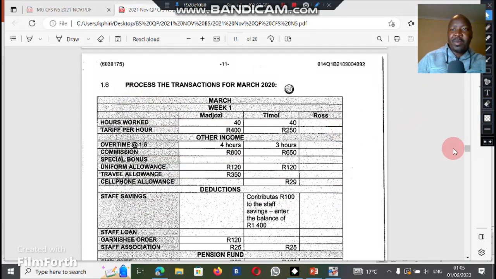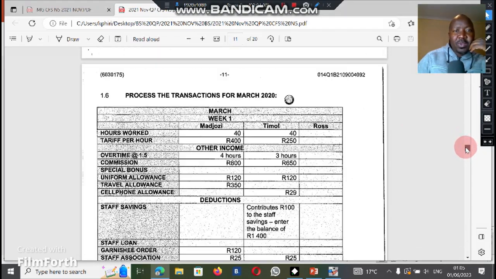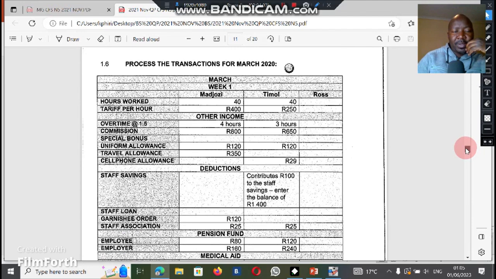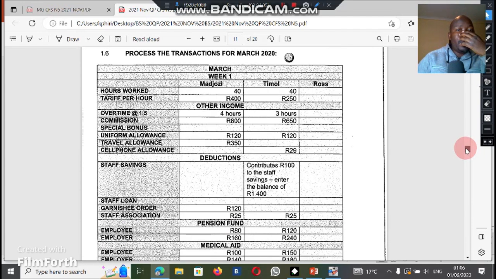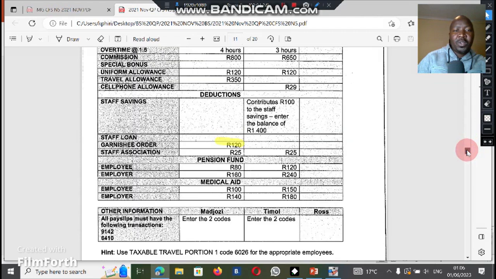Okay, here is our payslip. Let us look at Majozi. This is week one of Majozi, and we're going to follow our clues. If you check here, Majozi got traveling allowance. Already, those codes that we talked about affect him. And if we move up also, Majozi got pension. And I don't know why I changed my color.